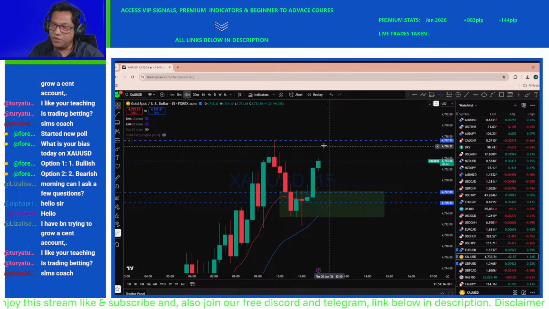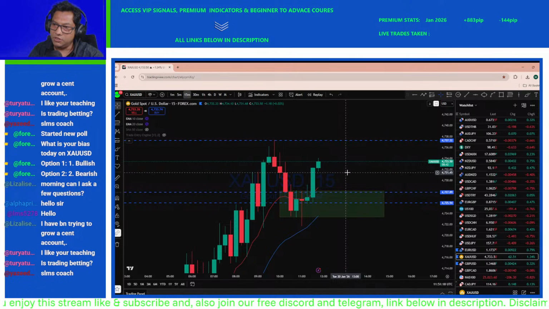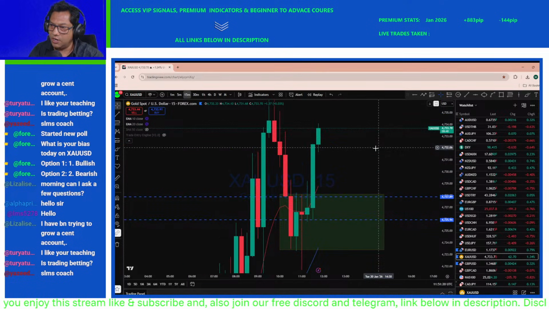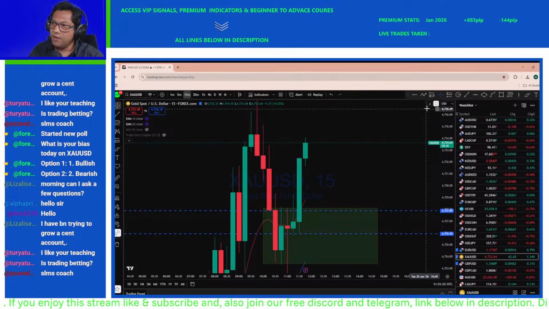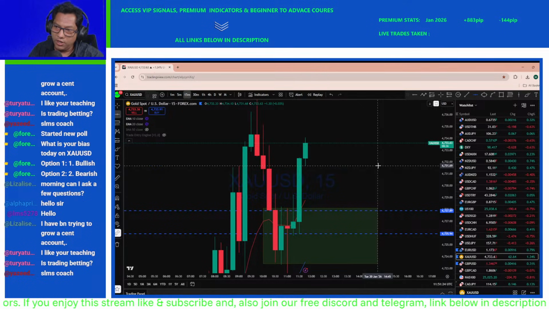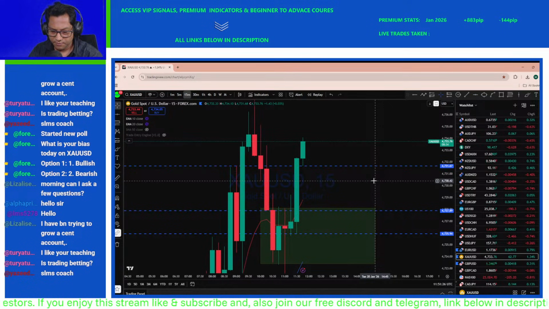Now the current 15 minute candle, this one, is a very small candlestick so far, and the current low for this session is here.